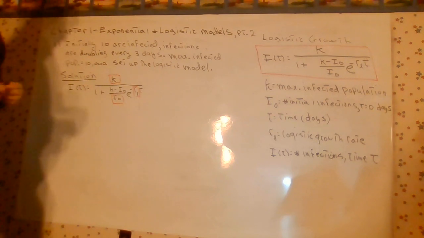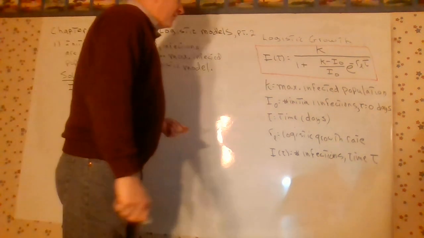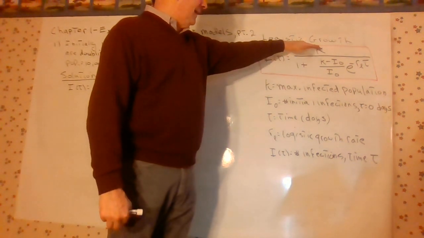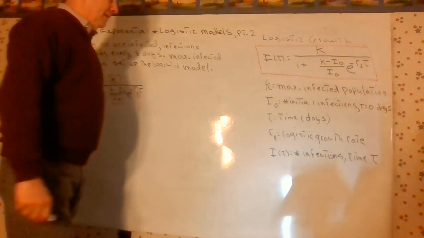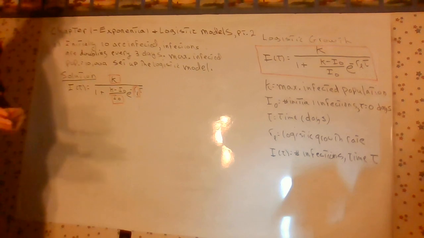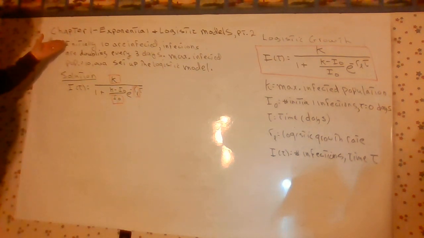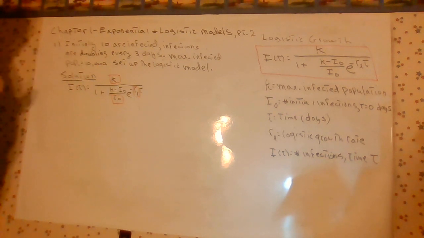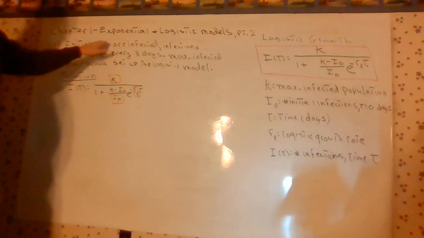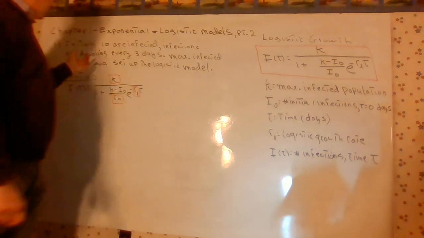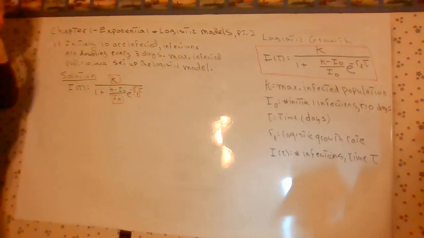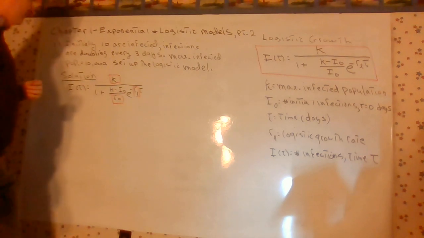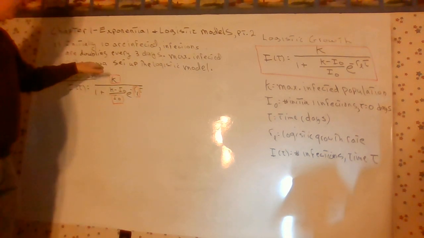One feature of logistic growth is that it sets a maximum value at K and never exceeds it. That's one advantage we have with logistic growth versus exponential growth. So we're going to return to a previous problem where we have 10 infections and it doubles every 3 days, except we have this add-on here: the maximum infected population is 10,000.